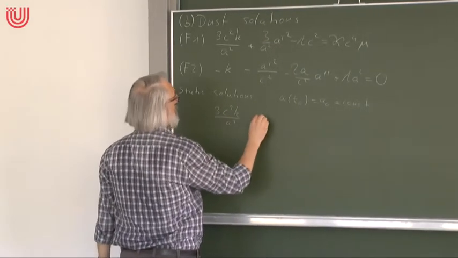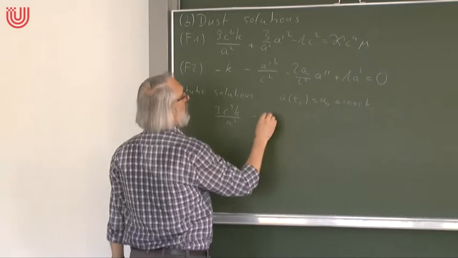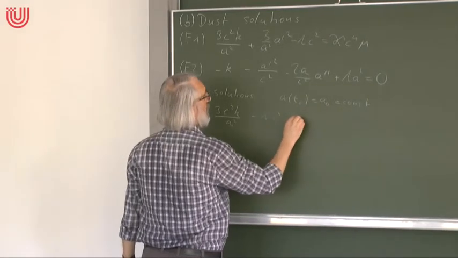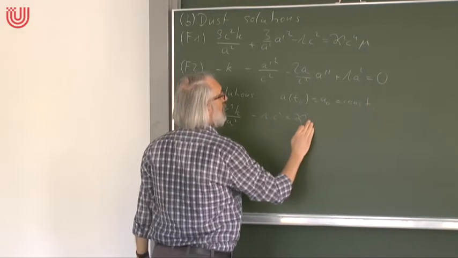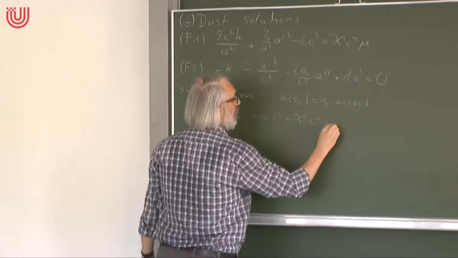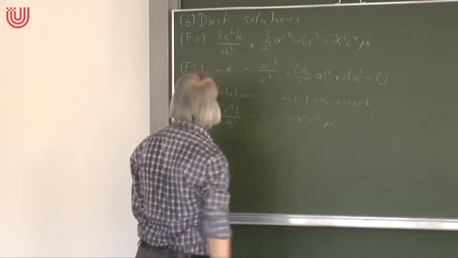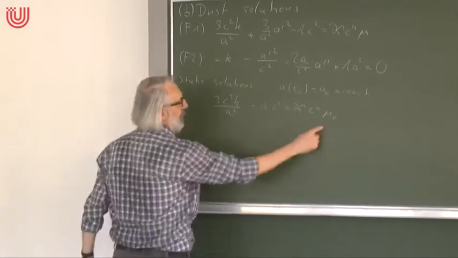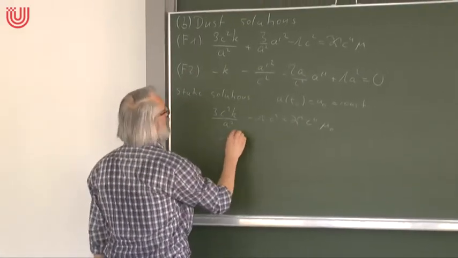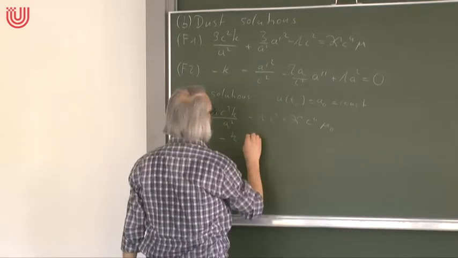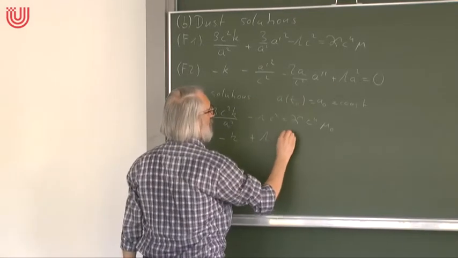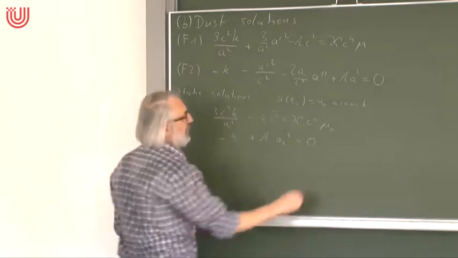The first equation requires that this is a constant now, minus lambda c squared is kappa c to the 4. And this, of course, must also be a constant, because if the left-hand side is constant, then the right-hand side must also be constant. So let me write mu naught here. Minus k, this is 0, this is 0, and I have this only, is 0. So what does this tell us?